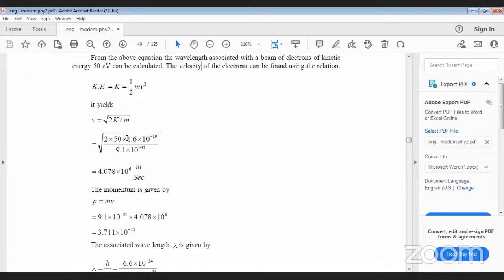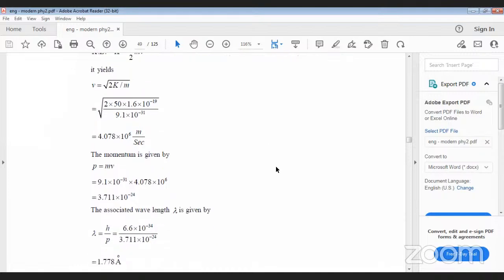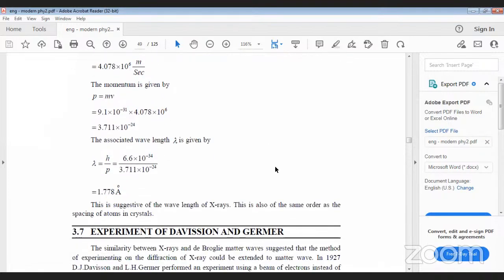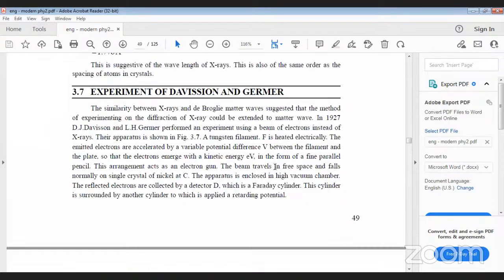And here this is the charge of the electron and this is the mass of the electron. Mass of the electron is 9.1 into 10 power minus 31, and the charge of the electron is 1.6 into 10 power minus 19 coulombs. So by substituting, you will get the wavelength.